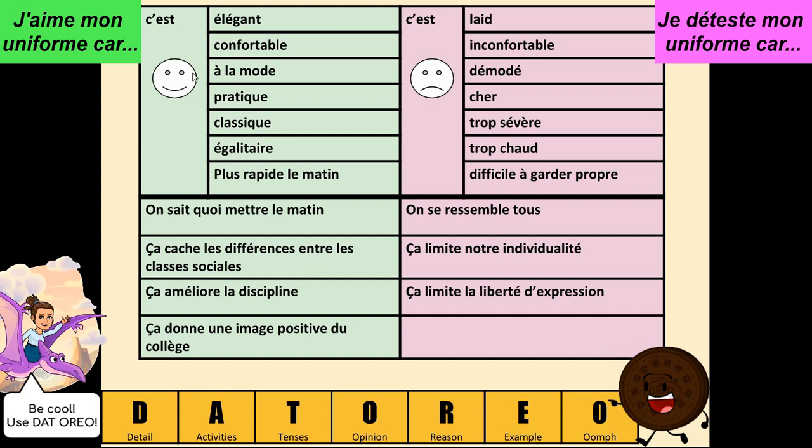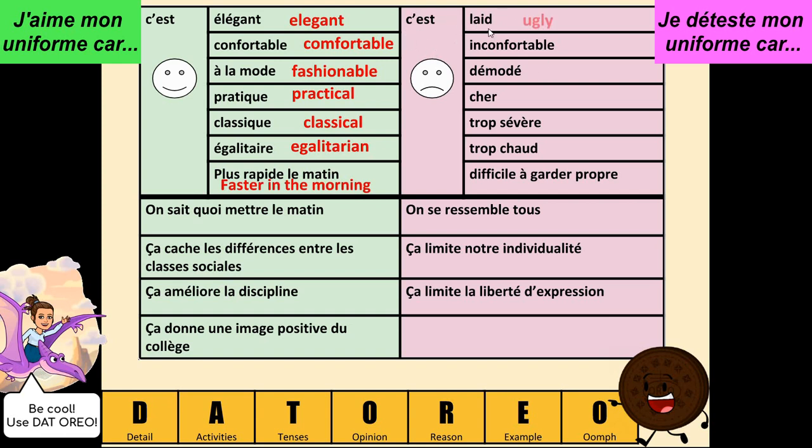So positive answers, positive reasons why you would like it. It's elegant, it's comfortable, it's fashionable, it's practical, it's classical. Egalitarian, it means you're all equals. Or it's fast in the morning. Now, we'll get back to those ones here after. Let's just go to the negative ones, which also start with c'est.